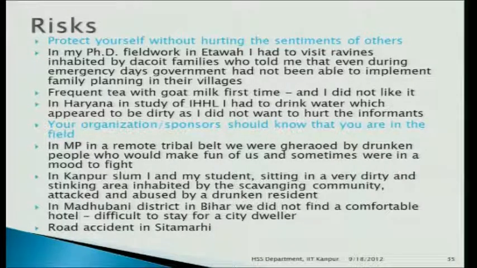I remember that in Madhubani district in Bihar, when we were doing mapping, we did not find a comfortable hotel. Madhubani district at that time did not have any decent hotel, government or private, and it was very difficult for a city dweller like us to stay there and conduct our study of sex workers and other high risk groups. We also met 2-3 road accidents in Sitamarhi.